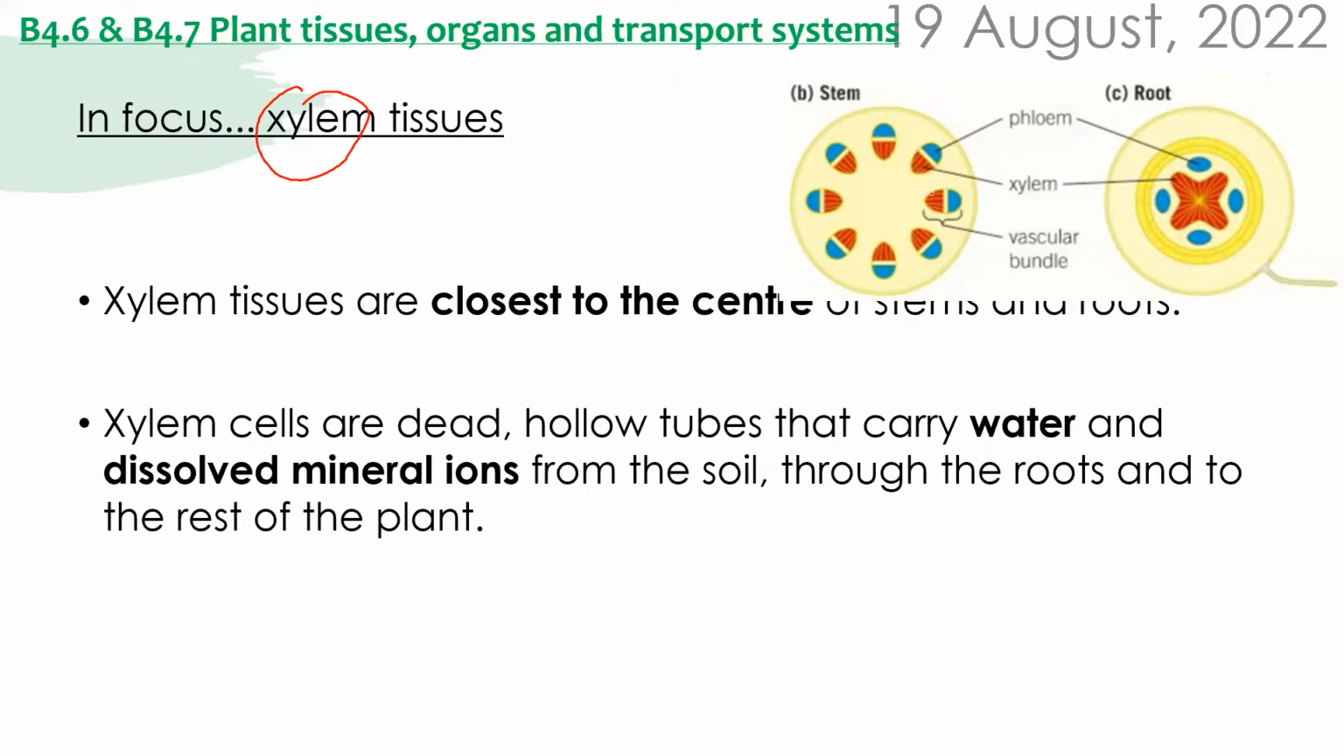Vascular, like veins in our body, same sort of word. So xylem are closest to the center of stems and roots. We've also got the xylem in the middle of the root as well. Xylem cells are dead, hollow tubes. They're dead cells that carry water and dissolved mineral ions from the soil through the roots into the rest of the plant.